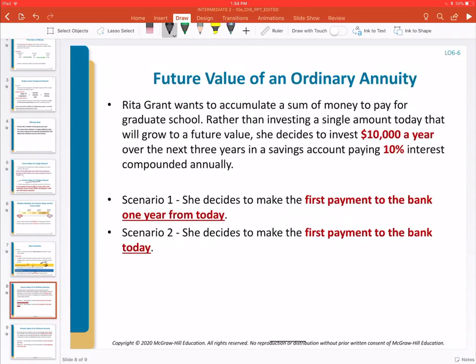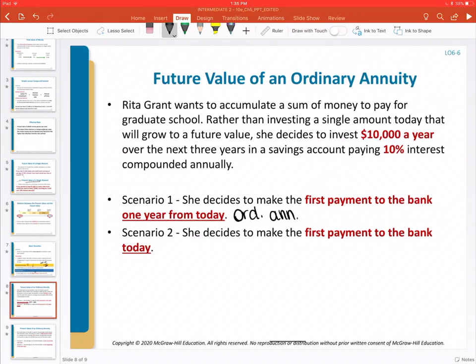And what we're going to calculate is, in scenario number 1, if she decides to make the first payment into that investment account 1 year from today, that would be, when we're trying to decide whether we have an ordinary annuity or an annuity due, scenario number 1. If she's making that first payment 1 year from today, that's essentially the end of the first period, so that's going to be an ordinary annuity.